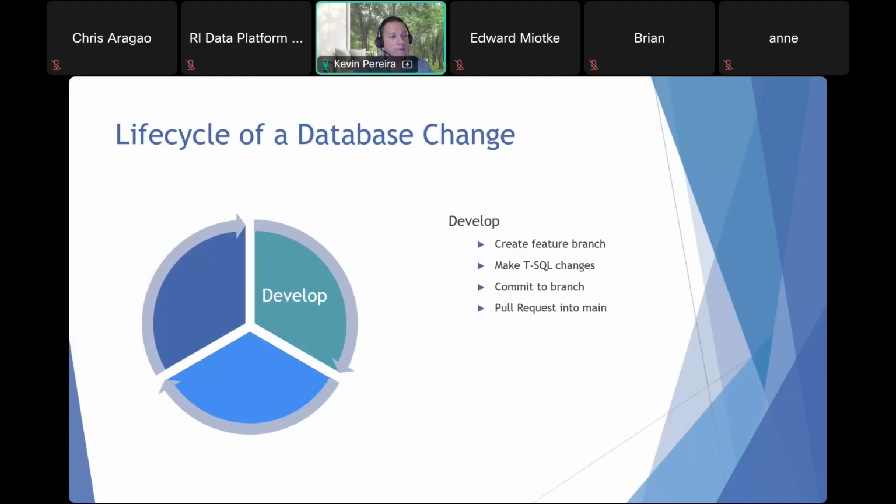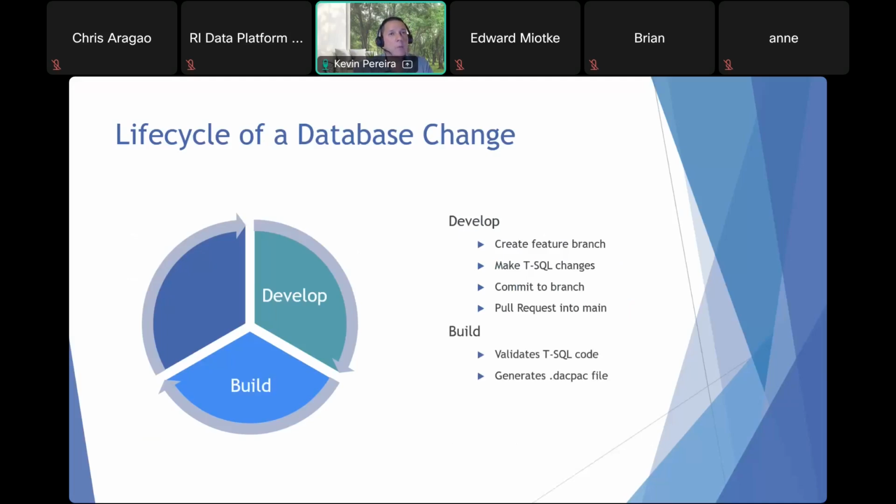In the develop phase, it goes the way that you would expect, right? You create your feature branch. That's the branch that you are going to actually work in. You make your T-SQL changes that you might need for this particular database. You commit all of your changes to your branch once you're done. And then you create a pull request into the main branch, right? Once that pull request process is completed, your pull request is reviewed and approved, depending on the maturity level of your organization when it comes to DevOps, the next step usually is the build.